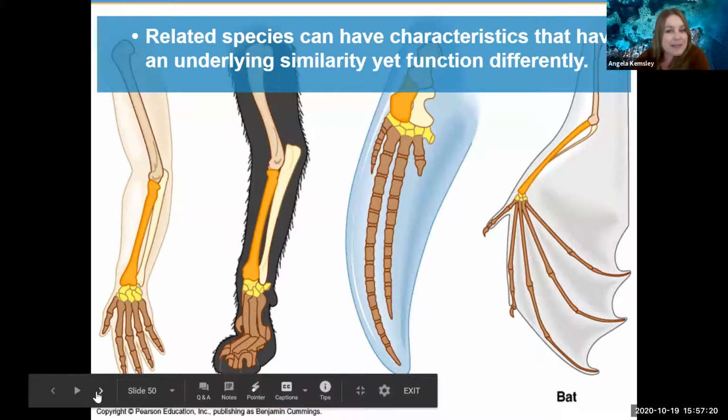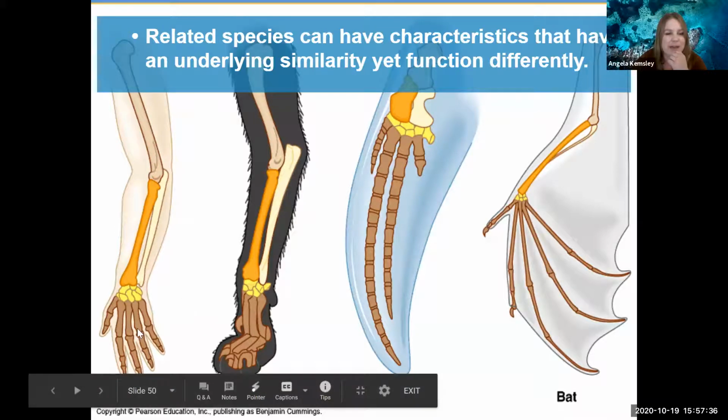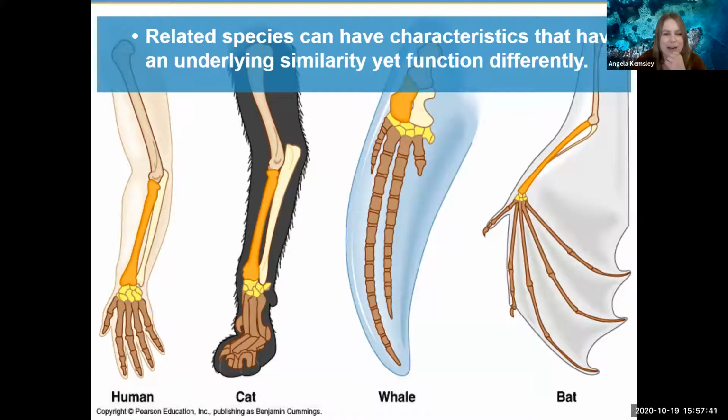Related species can have characteristics that have an underlying similarity yet function differently, because remember, we're editing what already exists. So it makes sense that we could make multiple edits on different organisms, a little different edit for different organisms. If you take a look at this picture in the back, you'll see a human arm, a cat, a whale, and a bat. You'll notice that structurally they're fairly similar. Take a look at that human hand, the whale flipper, and even the bat: they're very, very similar. But they're going to be doing different things.